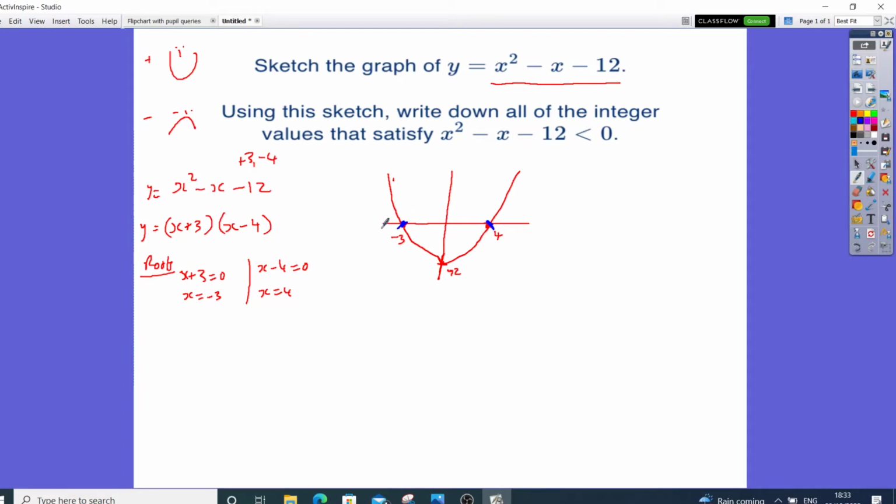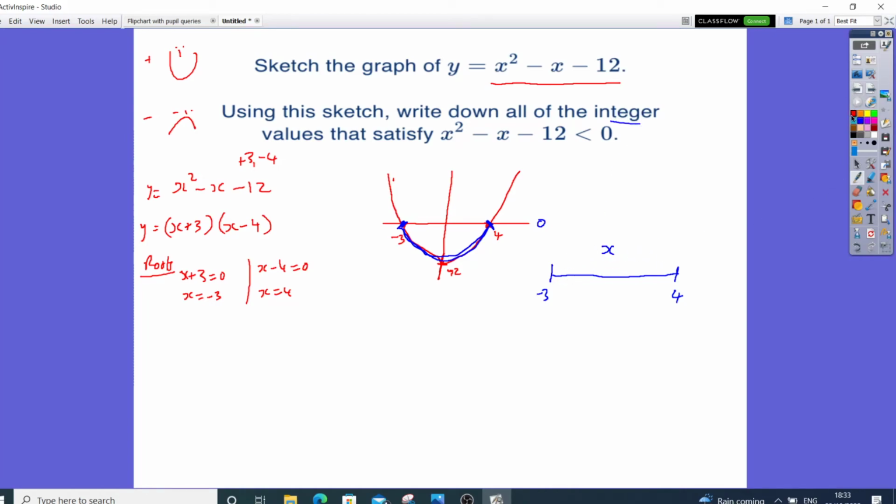And you want to know when the graph is below. This is the 0 line. When is it below 0? So there it is. The graph is between these points below 0. So basically, the graph is below 0 between minus 3 and 4, and it does not include these values. Okay, so you've got to write all the integer values which are included in here.